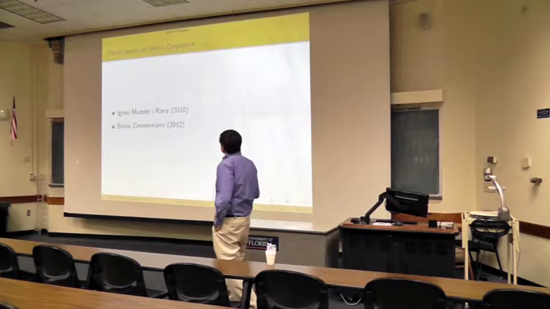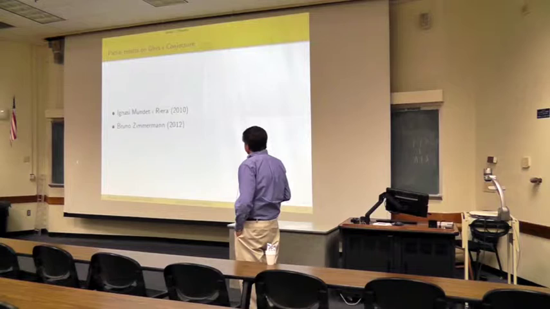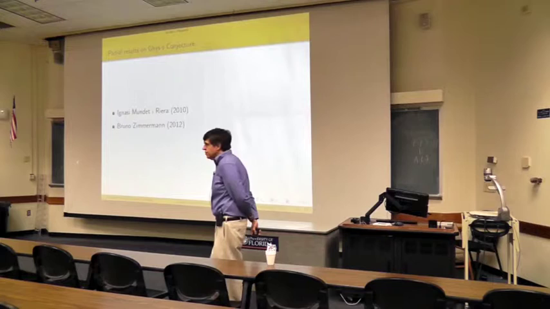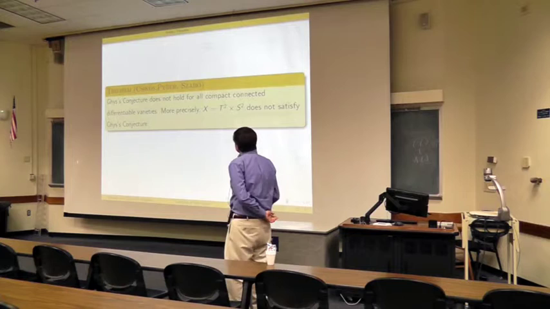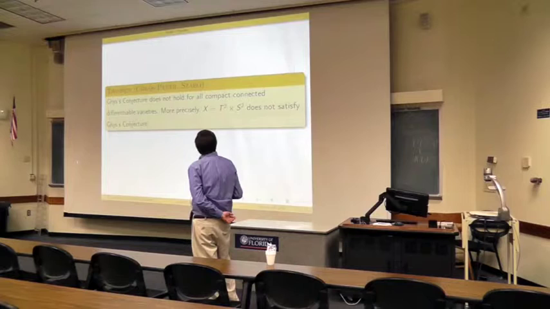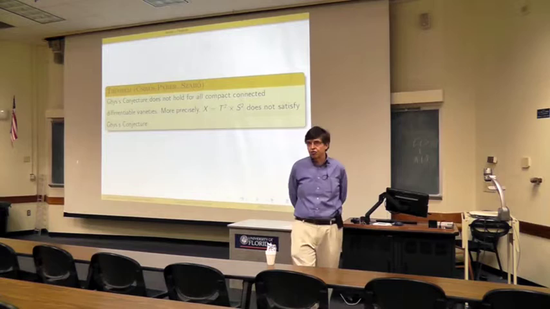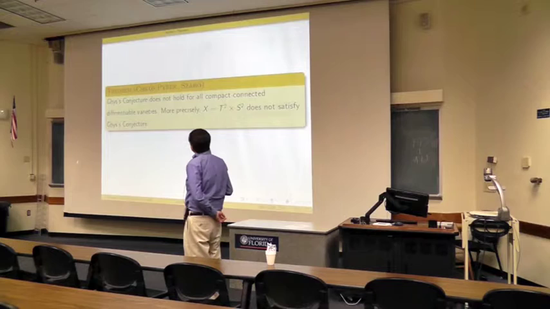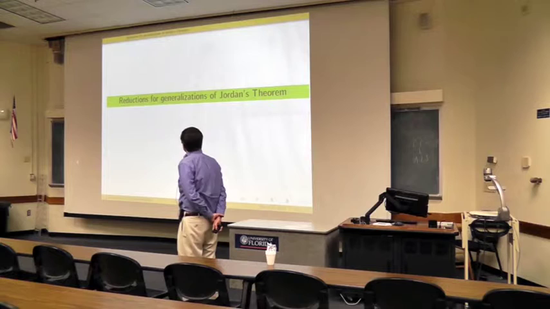There were some partial results by Ignasi Mundet i Riera and Bruno Zimmermann, in some cases showing that Ghys' conjecture was true. And more recently, there has been an example of a compact connected differentiable manifold where it's not true. But the question remains, when it is true, how can you actually prove that it is true? And I'd like to discuss a little reduction theorem that allows you to prove that it is true when it is true.